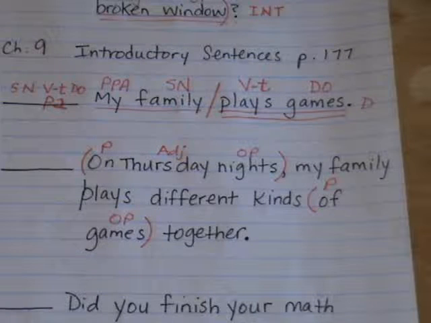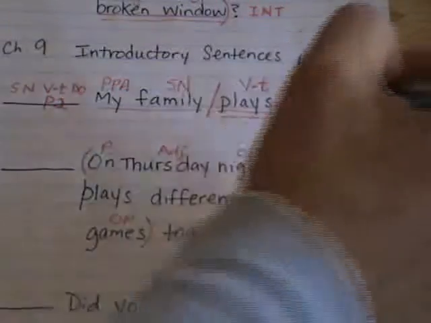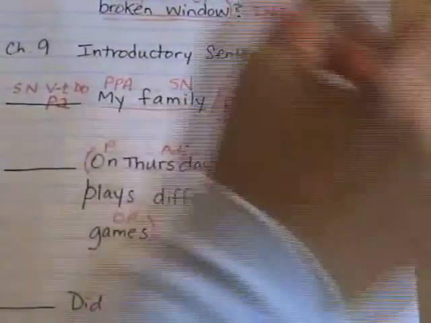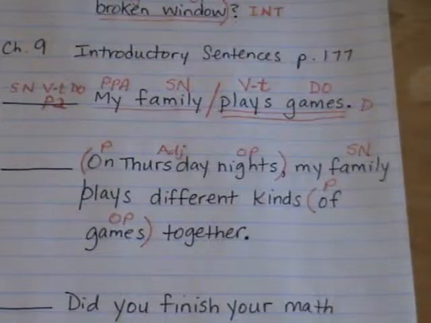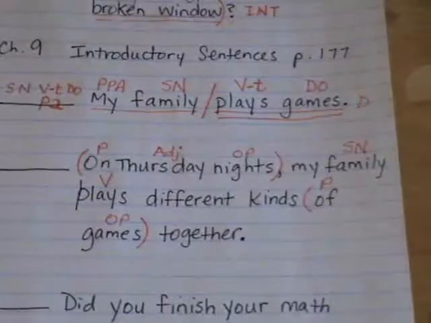My family plays different kinds. And that sounds kind of funny, but that's what it says. My family plays different kinds. Who or what plays different kinds? Family. Subject, noun. What is being said about family? Plays. Family plays. Verb.